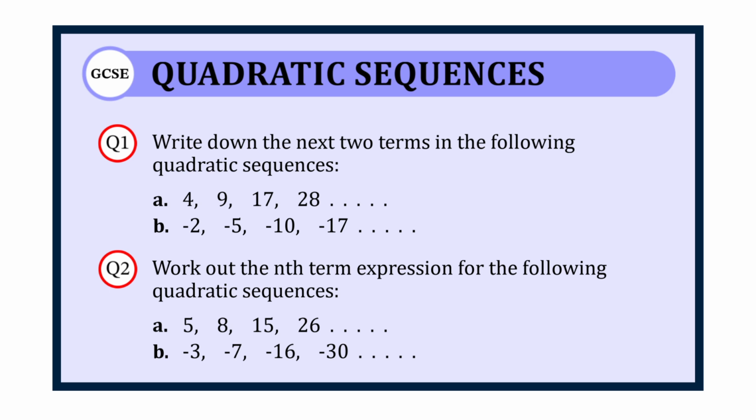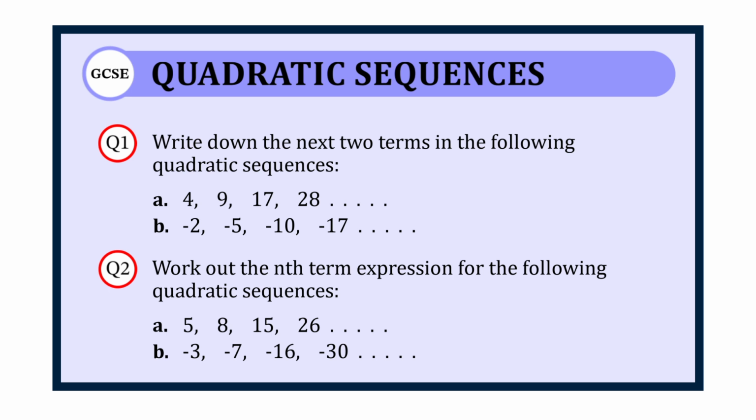In this video, we're going to look at quadratic sequences questions. So the first question asks us to write down the next two terms in the following quadratic sequences: 4, 9, 17 and 28, and -2, -5, -10 and -17.